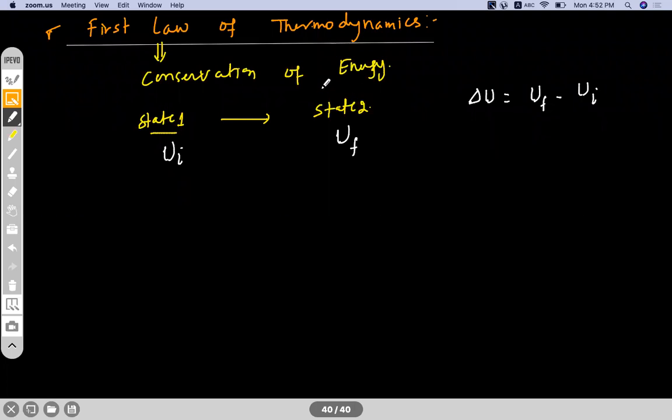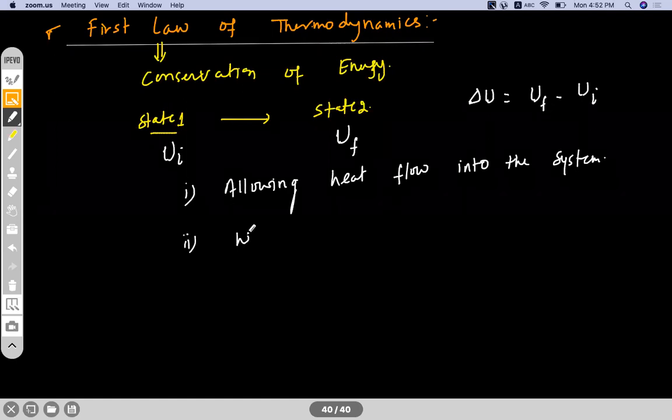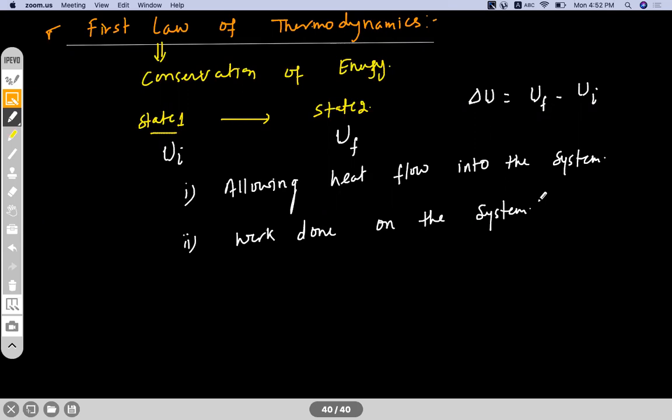Now, this change in internal energy we can bring about by heat flow, by allowing heat to flow into the system, or we can also do it by work done on the system. On the system or by the system, both ways we can change the internal energy.